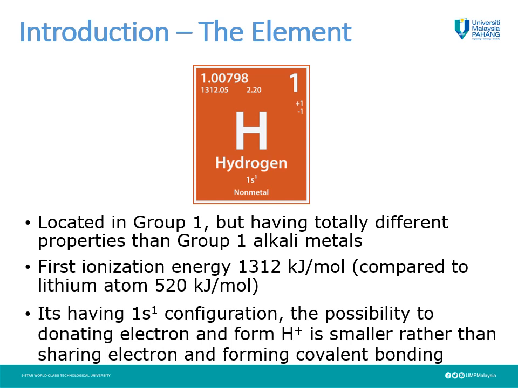Hydrogen has an electronic configuration of 1s1. The possibility of donating an electron to form H+ is smaller than sharing an electron and forming a covalent bond. Unlike group 1 elements such as lithium, where the tendency of removing an electron from the atom to form Li+ is easier, for hydrogen the energy required is very high.